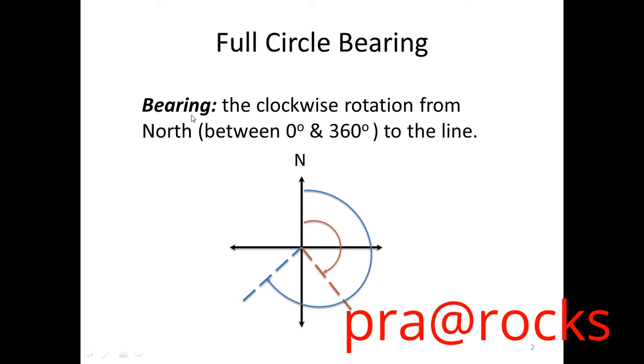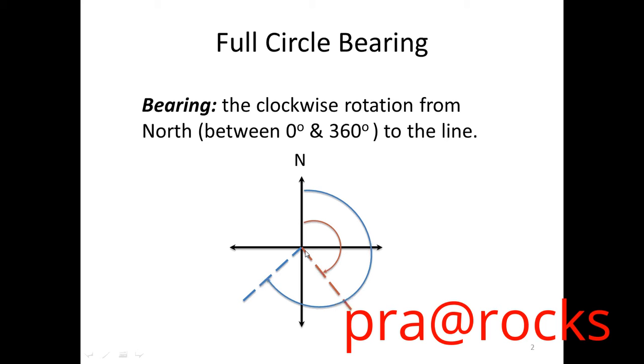When we look at the term bearing, it is the clockwise rotation from north to the line. The bearing has to be between 0 and 360 degrees. If it is outside of that range, 360 degrees has to be added or subtracted from it.